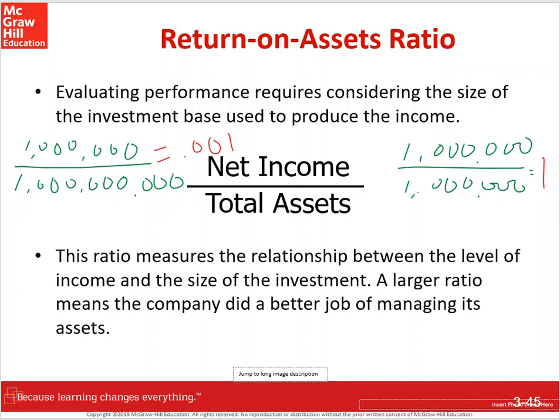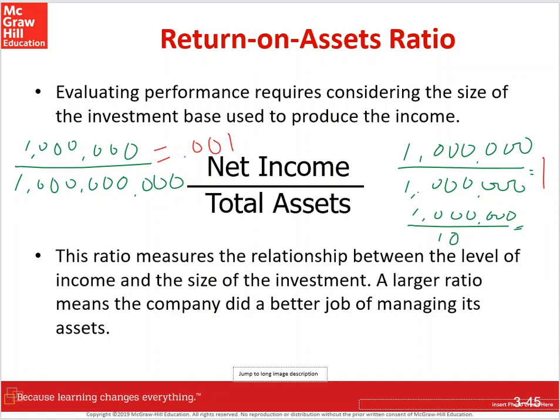What if I have, let's go extreme, what if I have $1 million in net income and I have only $10 in assets? Well, it tells us below, this ratio measures the relationship between the level of income and the size of the investment. A larger ratio means the company did a better job of managing its assets. Well, that's good. Larger means better job managing its assets, but this would be an extremely high ratio.